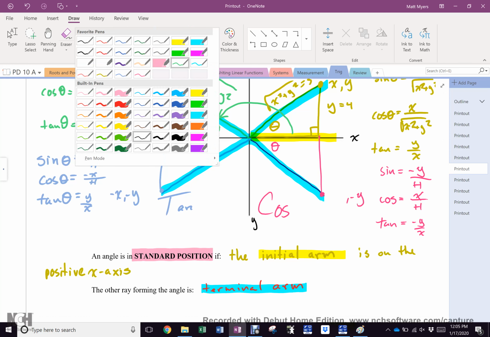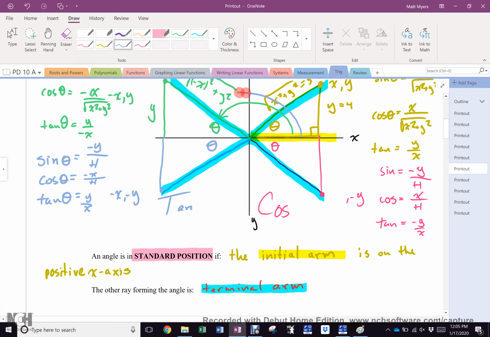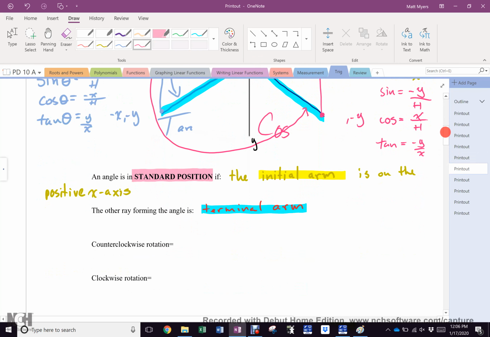What then is blue theta? What are its limits? 180 to... Well, if this is 90 and this is 180, what is this obviously? 270. And what then is pink theta? 270 to 360. Excellent. All right.